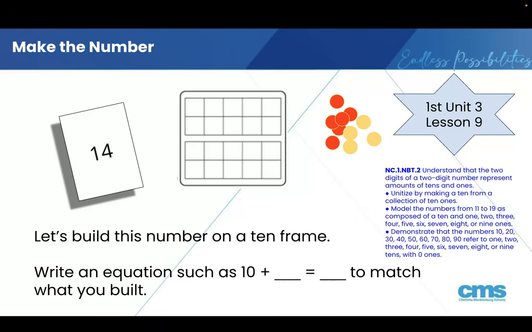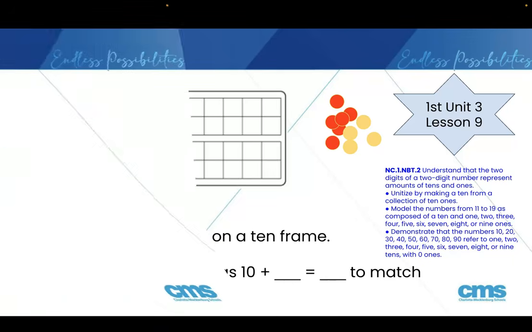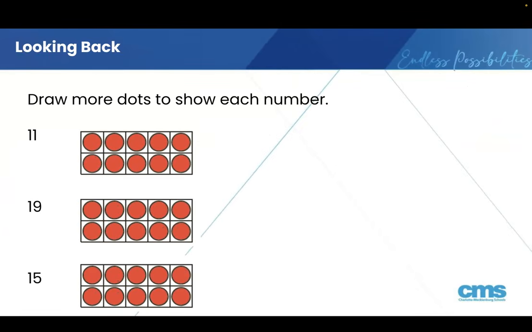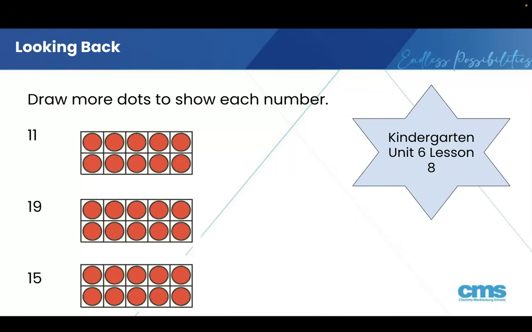But how did we get here? Let's look back. Check out the second task on your note catcher. Where do you think this shows up? If you said kindergarten, you were correct. This is a Kindergarten Unit 6, Lesson 8 task.